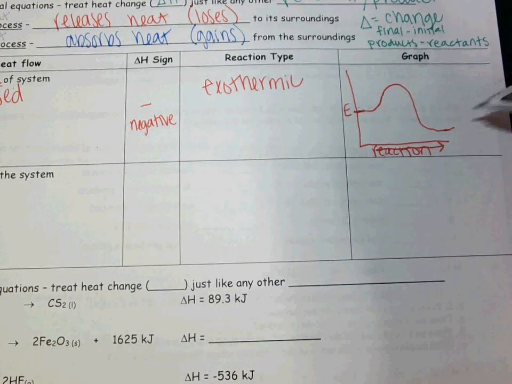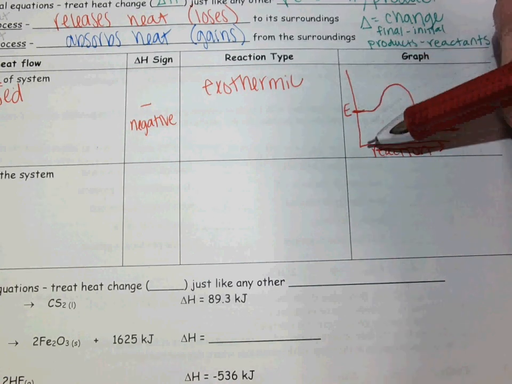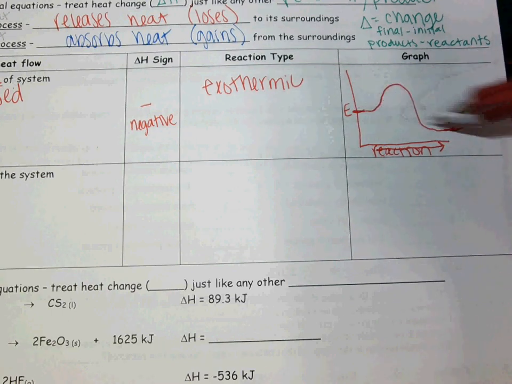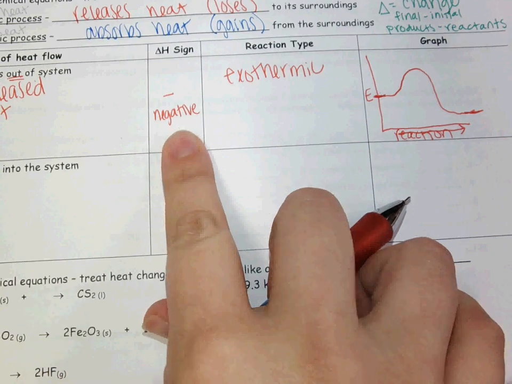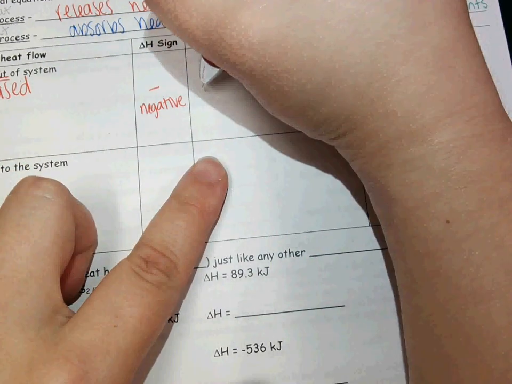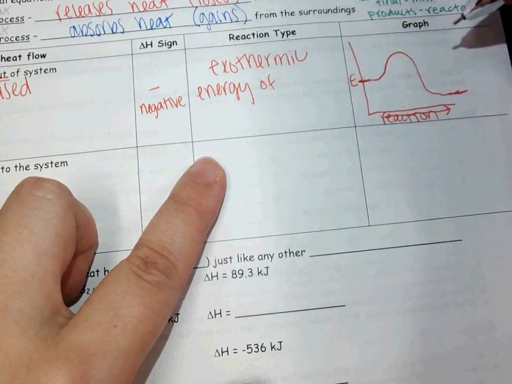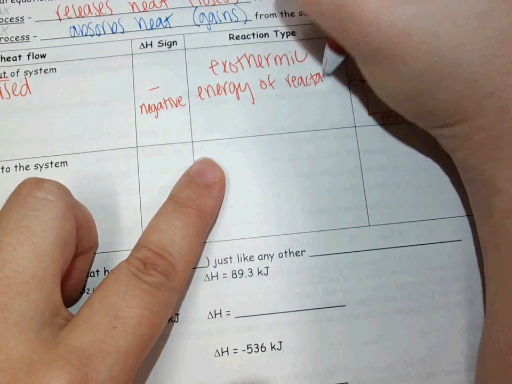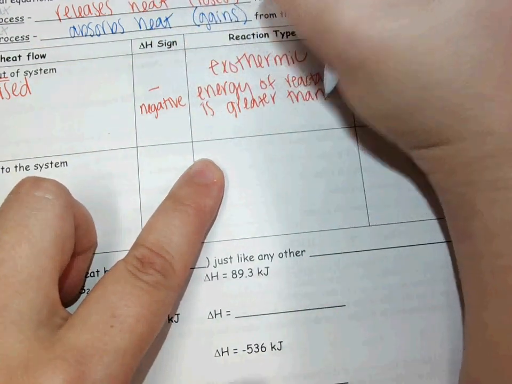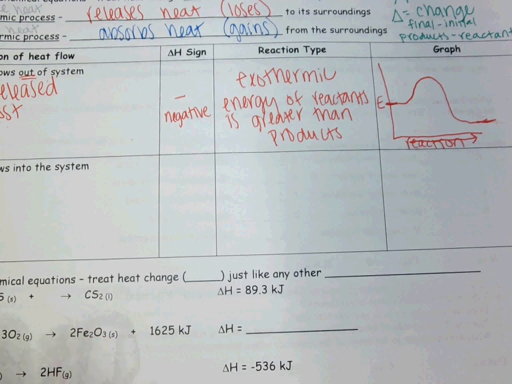But overall, the way that you can tell what type of reaction is happening is based on the amount of energy that you had at the beginning of your reaction and the amount that you had at the end. If your overall trend is that you lost energy throughout the course of the reaction, you have a negative delta H, you lost energy, that means that it is exothermic. So the energy of the reactants is greater than the products, meaning greater than the energy of the products.